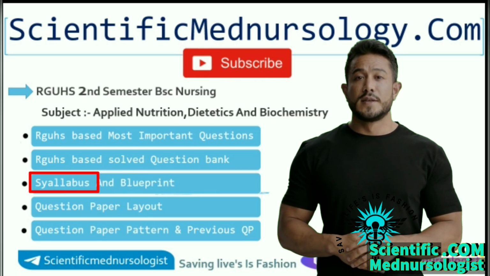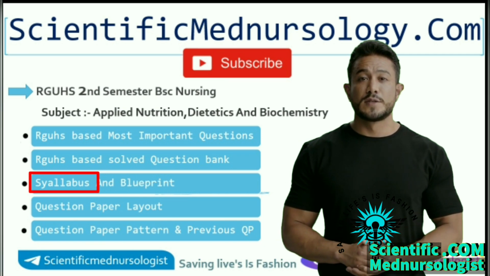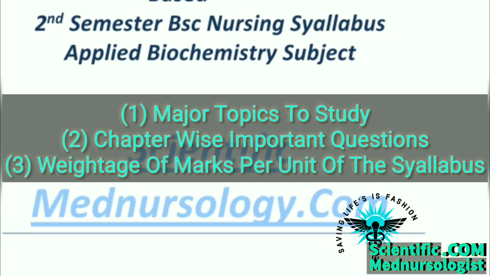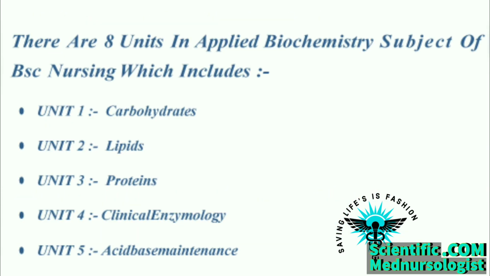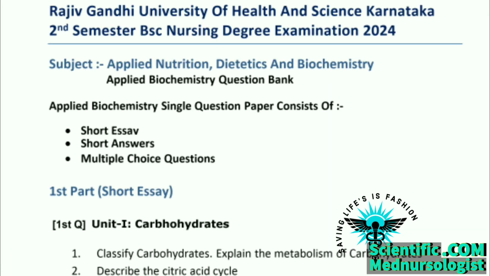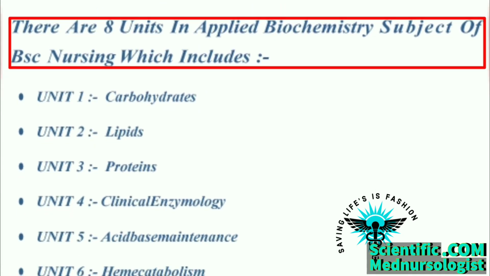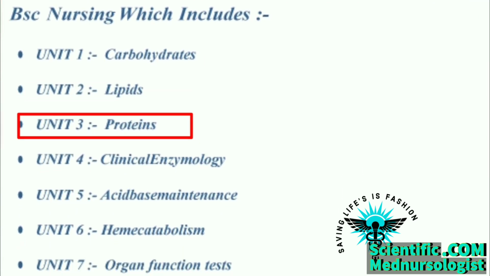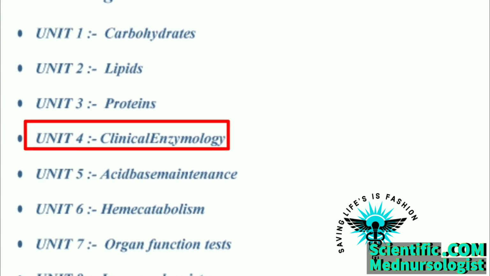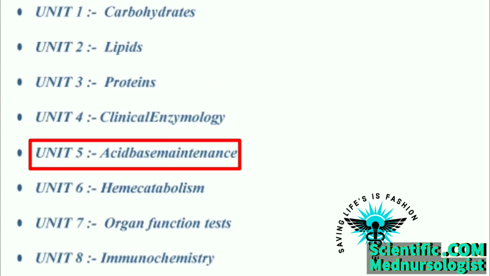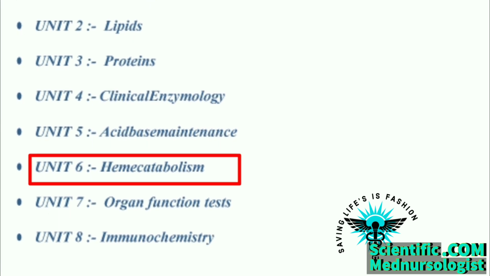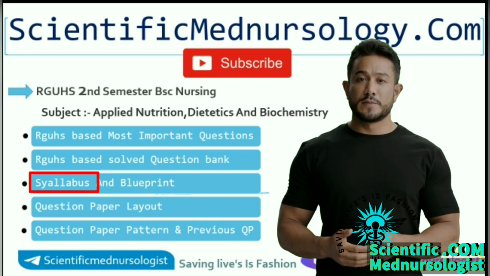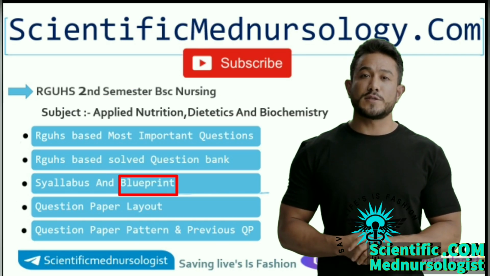So firstly, let's discuss the syllabus and blueprint of applied biochemistry subject. First, to get a brief idea about major topics to study, chapter wise important questions, weightage of marks per unit of the syllabus. With this syllabus and blueprint, you will easily understand the important questions. There are 8 units in the applied biochemistry subject, which includes Unit 1 carbohydrates, Unit 2 lipids, Unit 3 proteins, Unit 4 clinical enzymology, Unit 5 acid-base maintenance, Unit 6 heme catabolism, Unit 7 organ function tests, Unit 8 immunochemistry. To understand this briefly, let's see the blueprint of this subject.